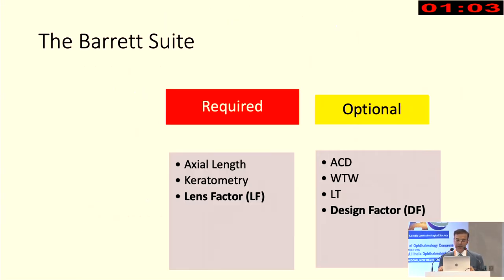The Barrett Suite essentially requires at least the axial length, the keratometry, and the lens factor, which is derived from the SRK/T factor. The optionals are the AC depth, the white-to-white, and the lens thickness. If you keep adding these variables, the accuracy of the formula keeps going up. The good thing is that if you're using a good optical biometer, not only will it take the axial length, keratometries and the lens factor, which will obviously be fed in, but it will also give accurate AC depth measurements, white-to-white measurements, and the lens thickness, and then of course the design factor. So you will get a much more accurate measurement if you're using a good optical biometer which feeds all these parameters into the Barrett Suite to give you the best outcomes.